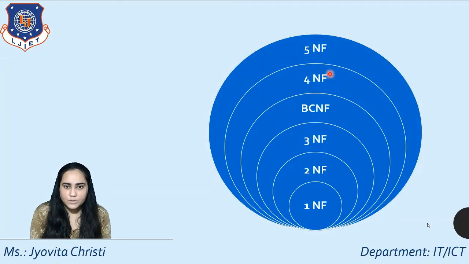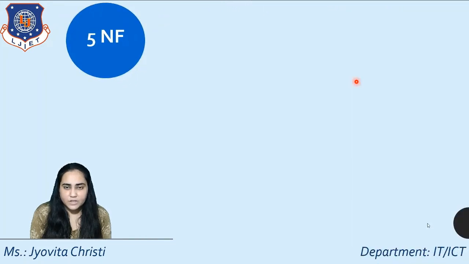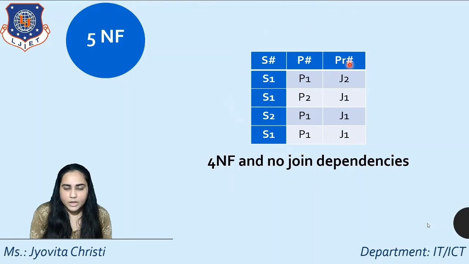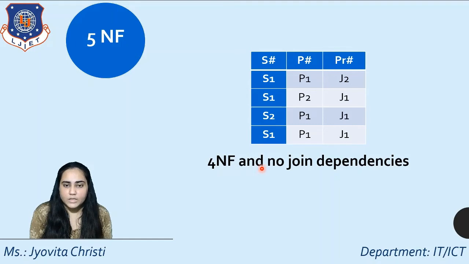And now we are going to see the last step of normalization, the last process in normalization, and that is known as 5NF. 5NF stands for the fifth normal form, and for this you have to consider this table. The condition given for 5NF is that it should of course be in 4NF, because that's the step right before this, and there should be no join dependencies.